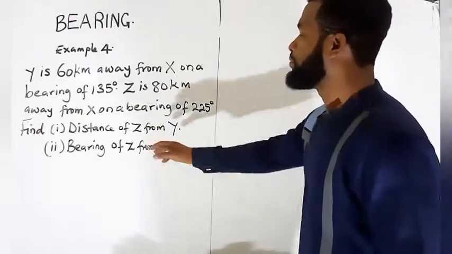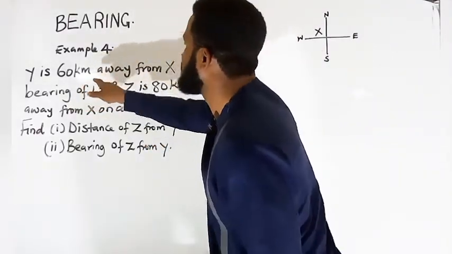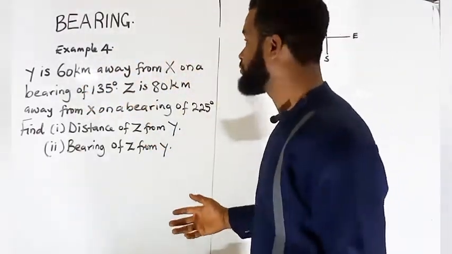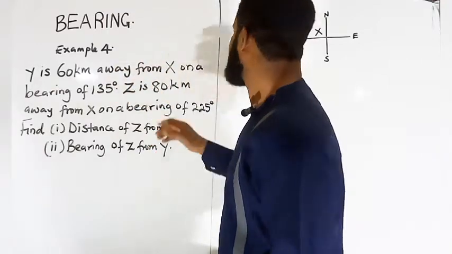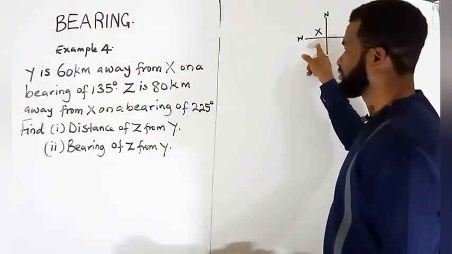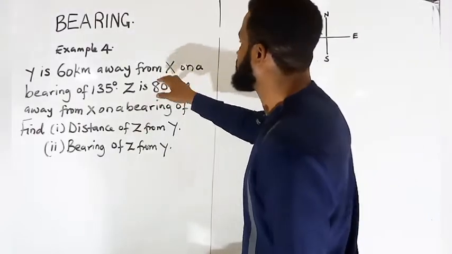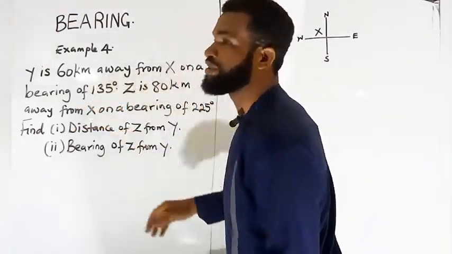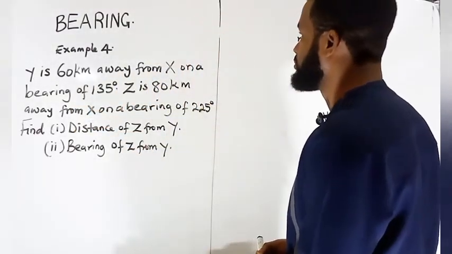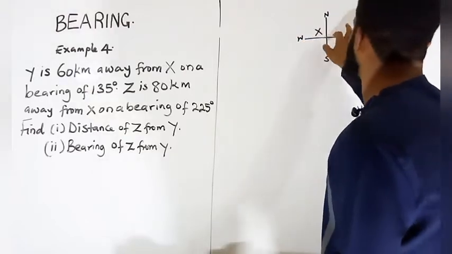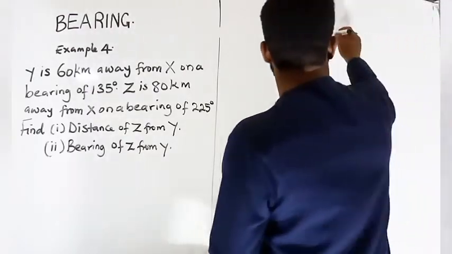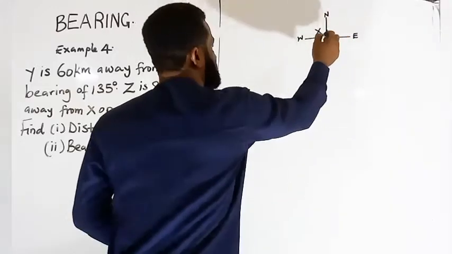Okay, from this question, y is 60 km away from x. If this is point x, then y will be somewhere on the bearing of 135. So this is x. Y is going to be, I'm going to measure 135.